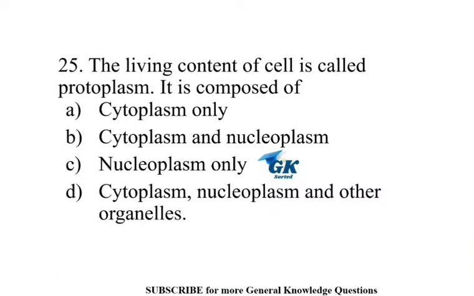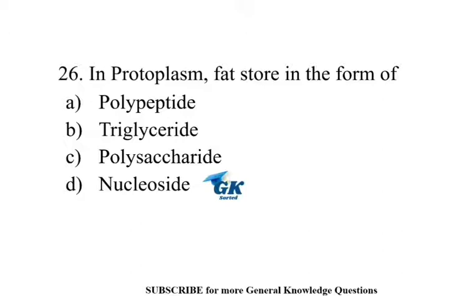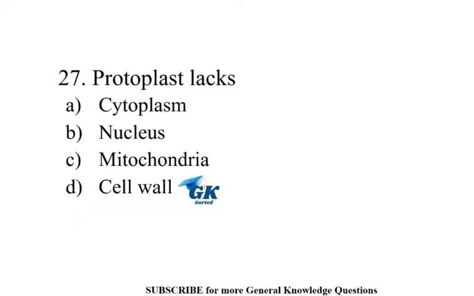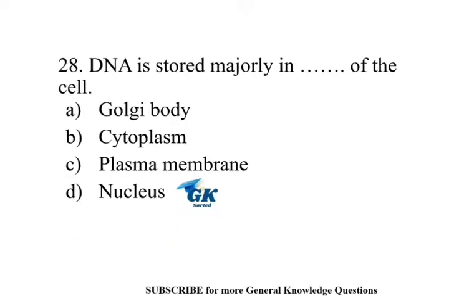The living content of cell is called protoplasm. It is composed of cytoplasm, nucleoplasm, and other organelles. In protoplasm, fat store in the form of triglyceride. Protoplast lacks cell wall. DNA is stored majorly in nucleus.